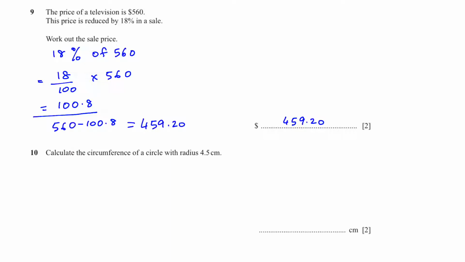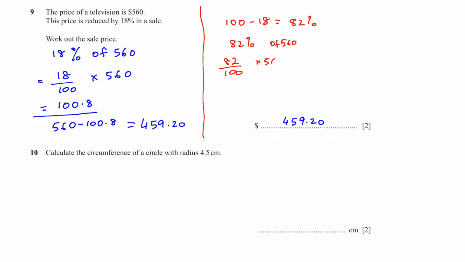The second way to find this question's answer is, you have 18%, right? So on the side, we are going to subtract 18 from 100, and you will get 82. So we have now 82%, correct? 82% of 560. 82 divided by 100 multiplied by 560 will give you 459.20. So this is an easier way to solve.